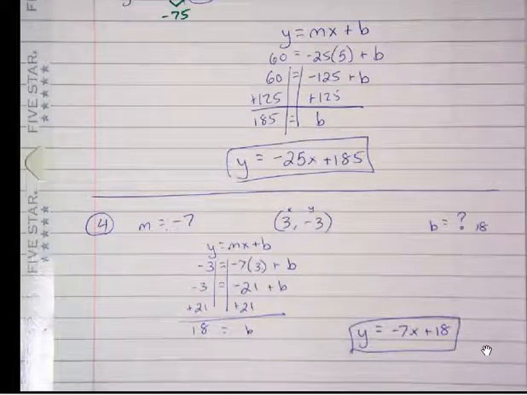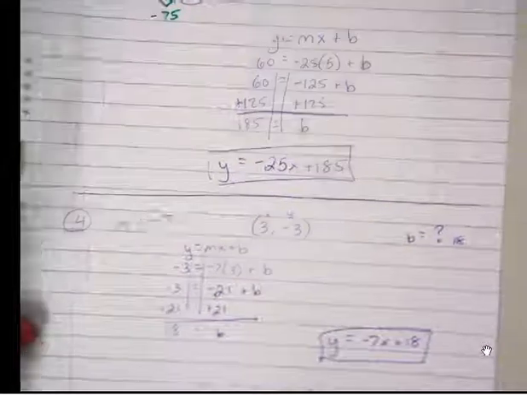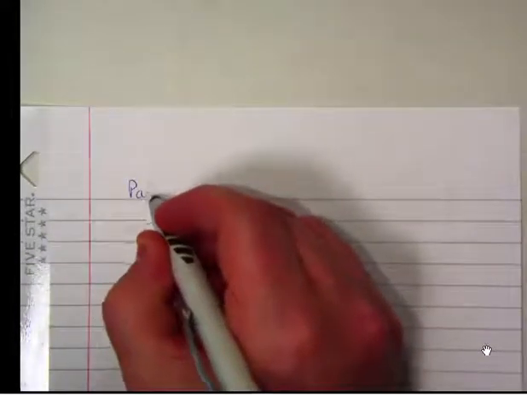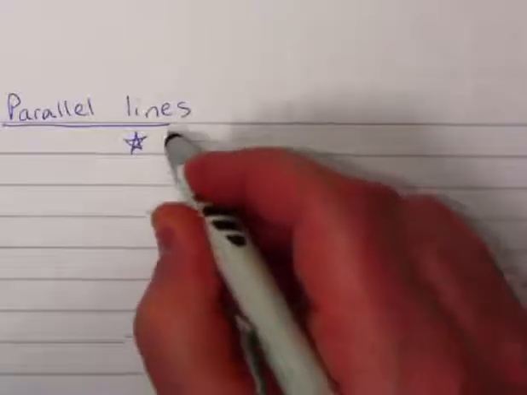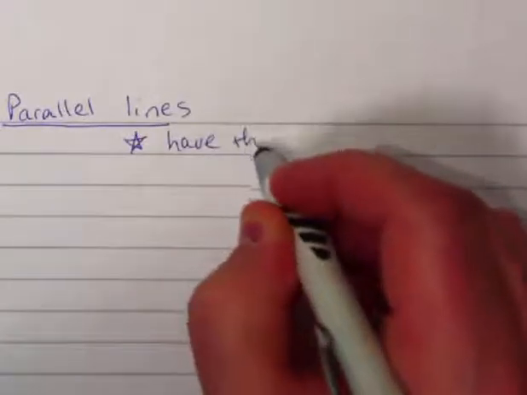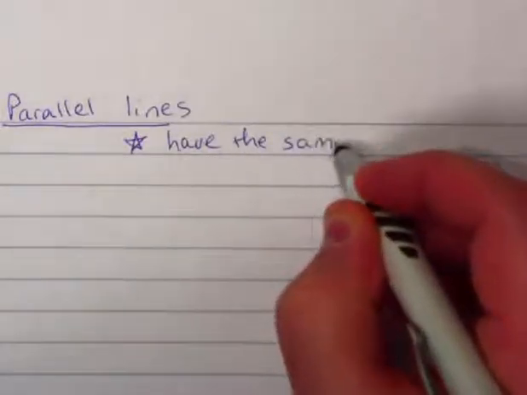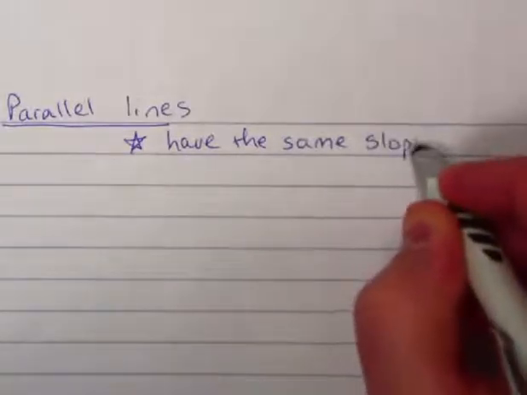But one last thing that we have to be able to do in terms of writing equations is parallel lines. So if you are given parallel lines, you need to remember that parallel lines have the same slope, but different y-intercepts.